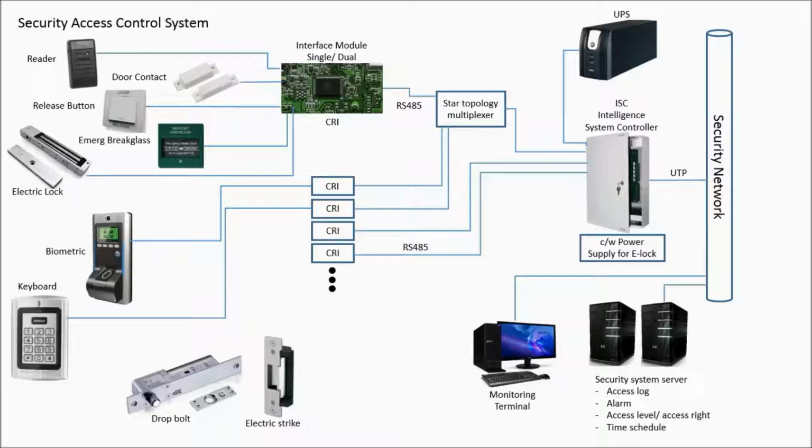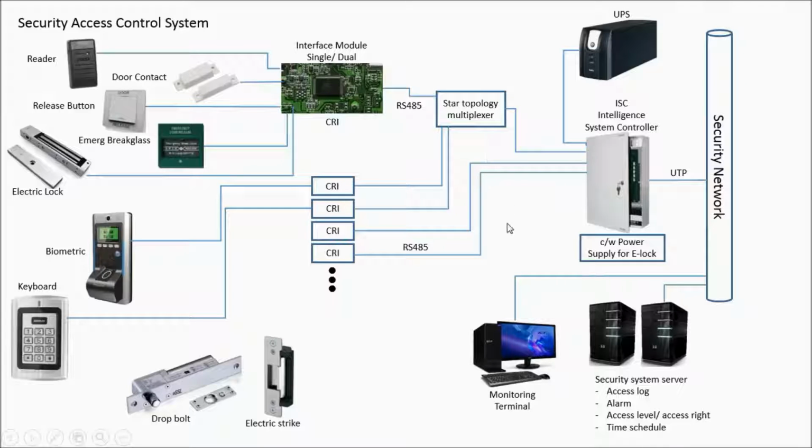The power of the electric lock shall be supplied by a power supply in the equipment room. All these elements will feed the signal back to the card reader interface module, and we call it the CLI. The modules can be single or dual module, depending on whether the door is a single reader door or a dual reader. The CLI signal will then transmit back to the intelligent system controller through an RS-485 signal.